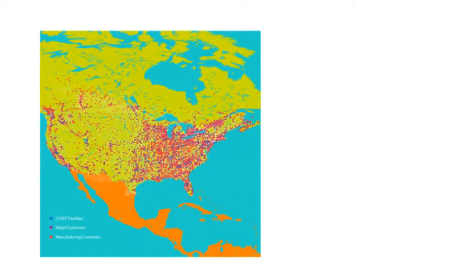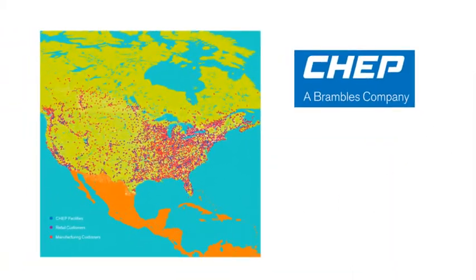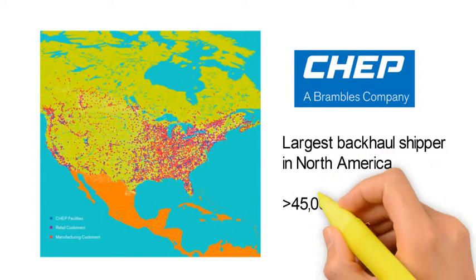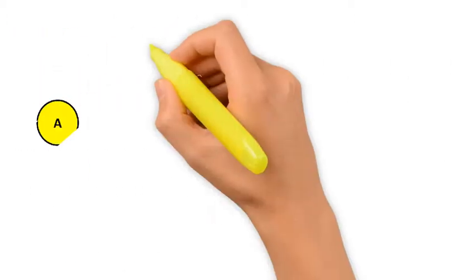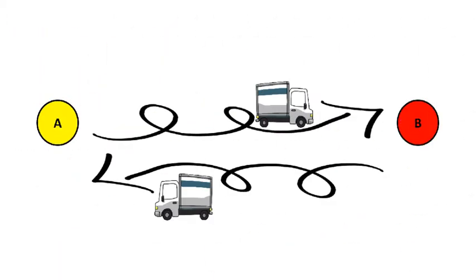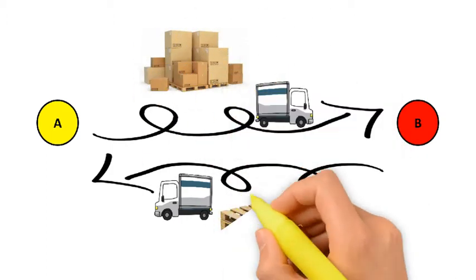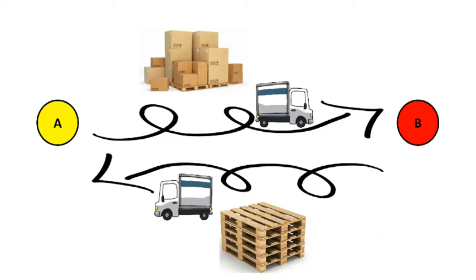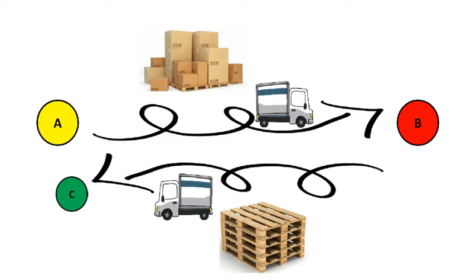CHEP is the largest backhaul shipper in North America. They manage trips in more than 45,000 unique lanes and more than 20,000 locations through the use of sophisticated transport optimization systems. If you remember, we discussed the carrier's dilemma of the empty backhaul in Lecture 4. When a truck makes a trip from A to B, an empty backhaul occurs when there is no load for the return portion of the trip. However, if the truck can be scheduled to collect empty pallets from B or somewhere nearby to drop off at the depot near to A, then the empty backhaul is eliminated.